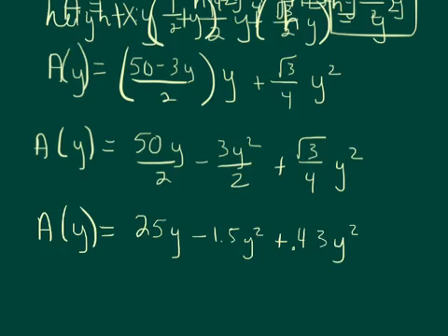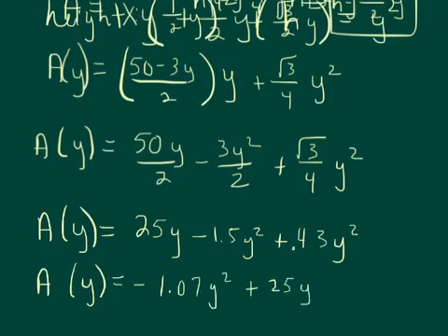So now what this does is it enables us to combine like terms. We've got y squared twice. So our area function in the end, if we take negative 1.5 and add positive 0.43, we're going to get negative 1.07 y squared plus 25y. And what this has done for us is we have a function now, A of y, in standard form. This is ay squared plus by plus c. There's no c value. C is 0 in this problem.